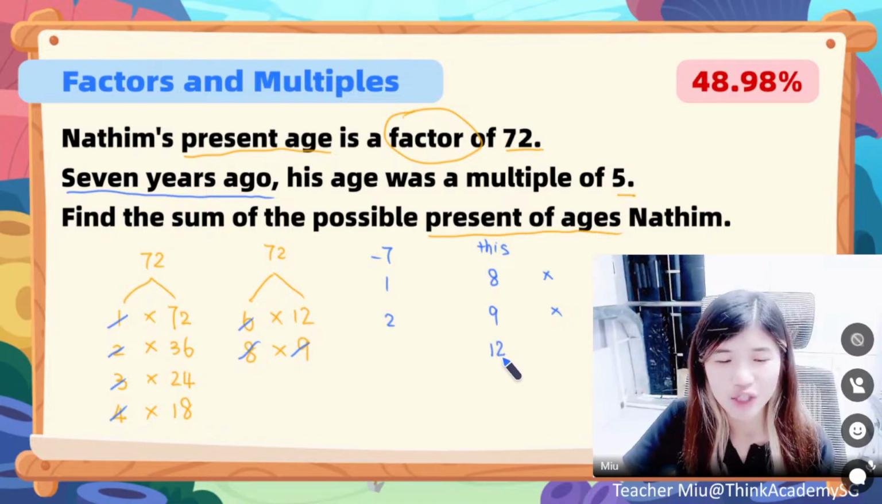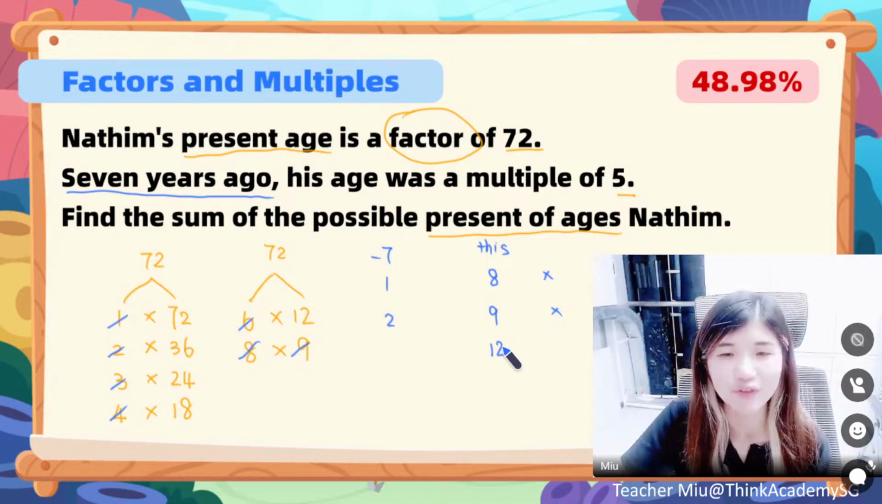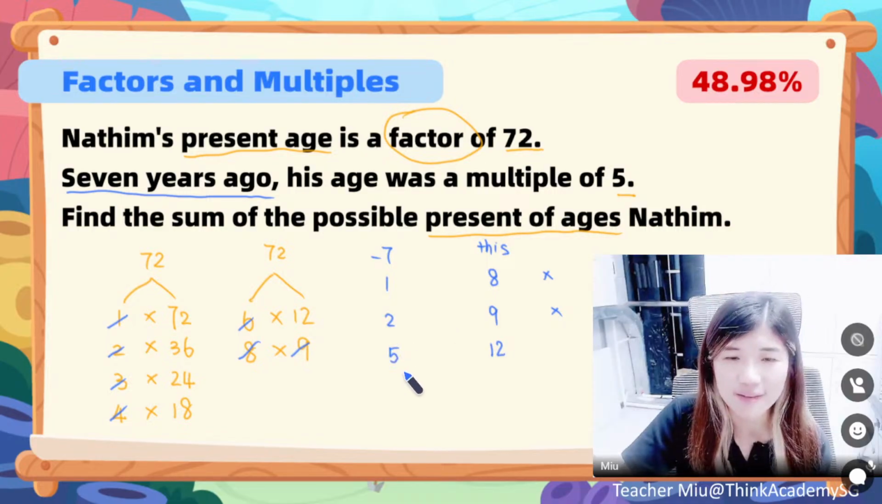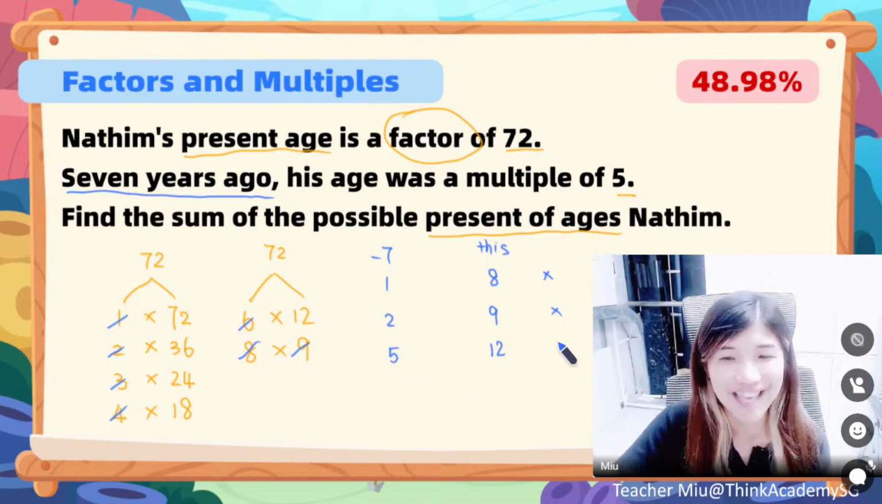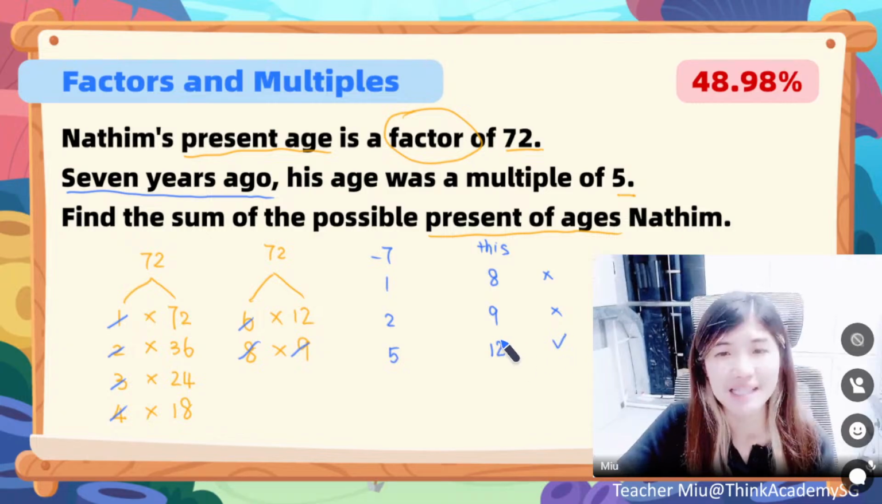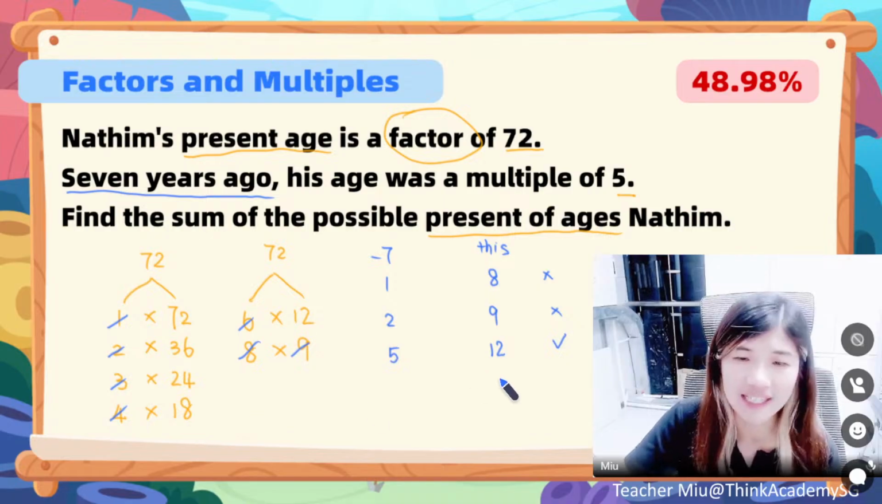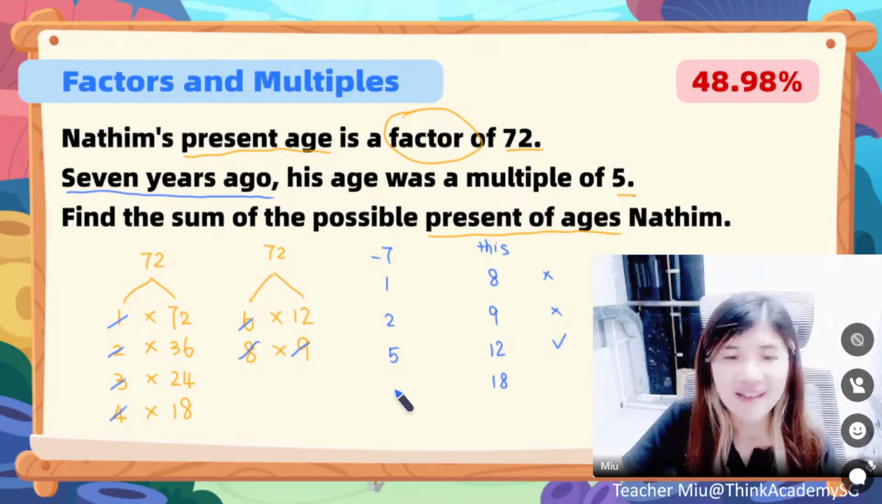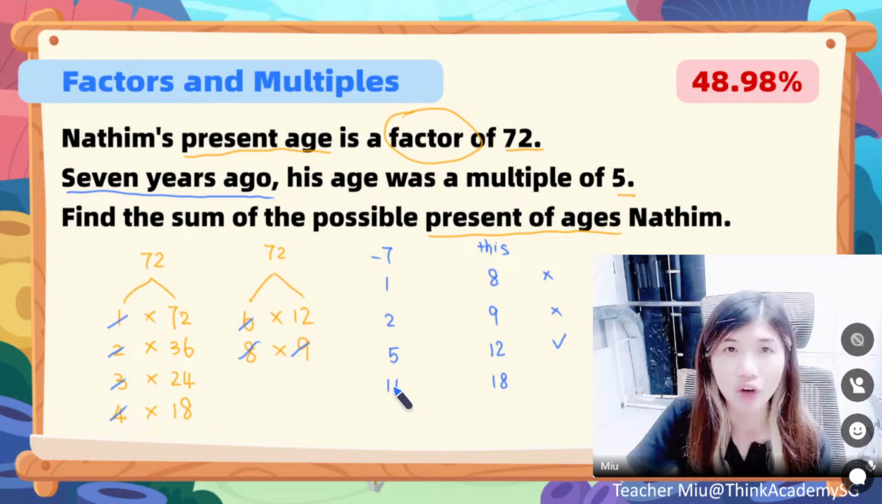When he is 12, 7 years ago is 5. Is it possible? Yes. So the first possible age is 12. Continue. What about 18? 7 years ago is 11. Is it a multiple of 5? No.